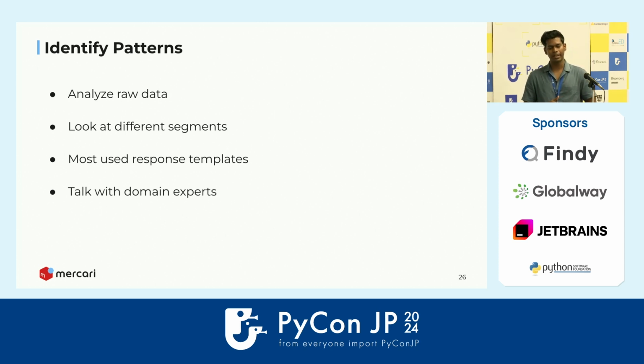So how you go about doing that is obviously take a look at lots of different kinds of inquiries and what kind of responses were provided by CS agents. And then you also look at different segments of your data, like different categories of inquiries, grouped by different shipping methods. And you also take a look at what response templates were used by CS agents and which one of them were the most frequently used ones.